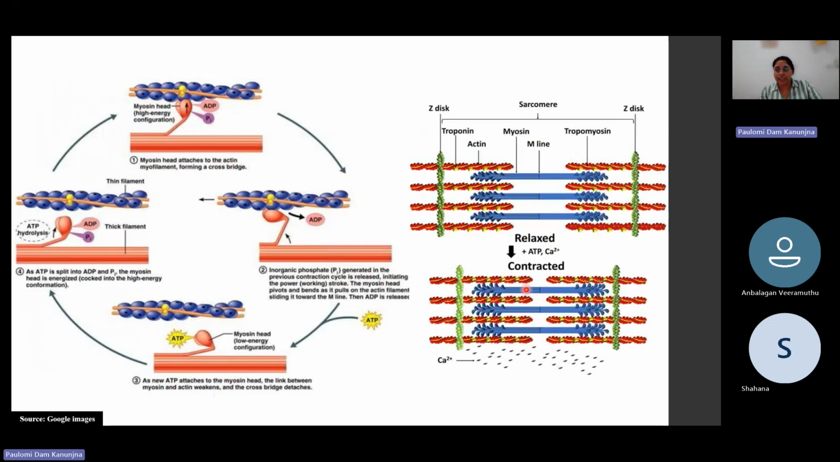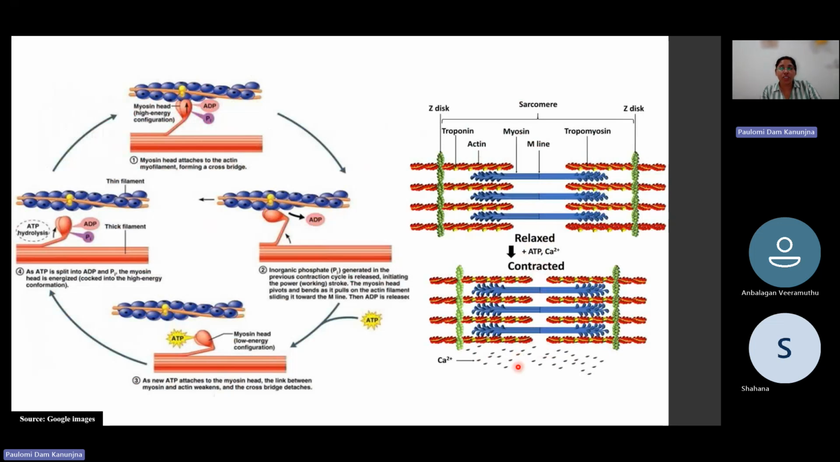this is relaxed. And when you have, see, this is what we meant. See the M line and then see the red lines here, the actin filaments. And then you see the contraction, you see the M line, and you see how close the actin has now come to each other. So your H zone has completely disappeared.